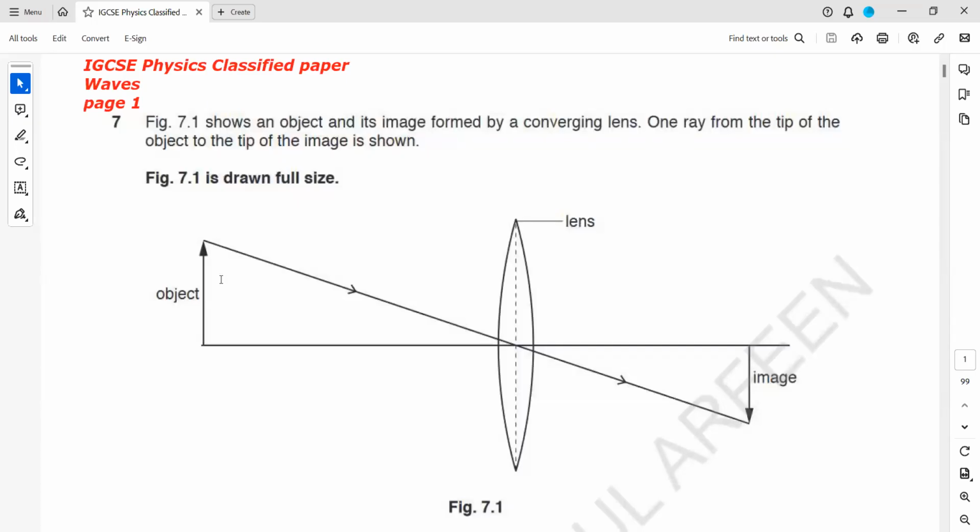So this is a classified paper. It's about a 99-page file with the answer key. After every question, you will find the answer.